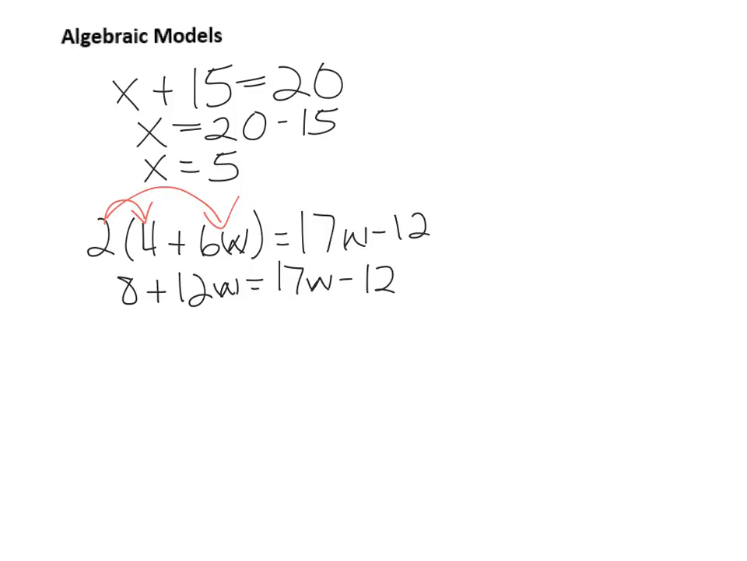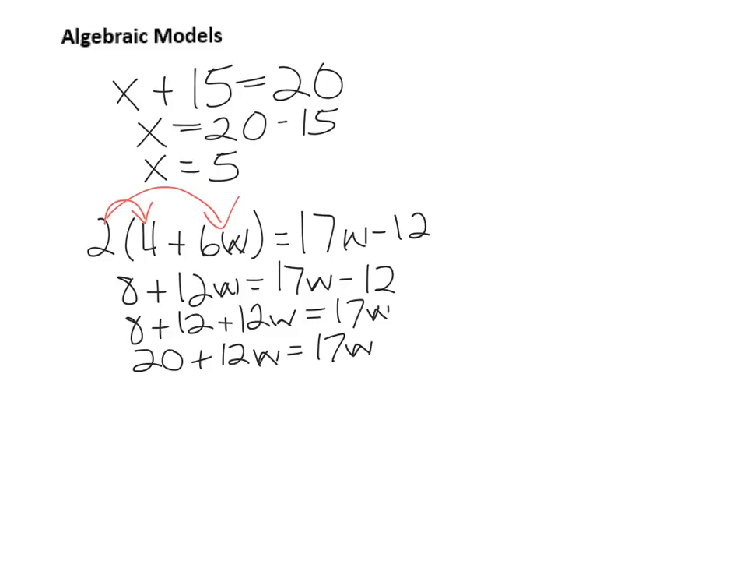And so, as I said, I'm going to try and get all the variables on the right-hand side and all the known numbers on the left-hand side. So to do that, I'm going to move this negative 12 over to the left side. Now moving it, what I'm doing is I'm adding 12 to both sides. So I would write here 8 plus 12 plus 12w equals 17w, and I don't need to write that negative 12 because I added 12, it became 0. Then I would have here 20 plus 12w, equals 17w.